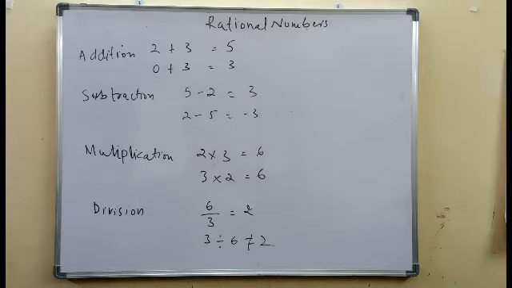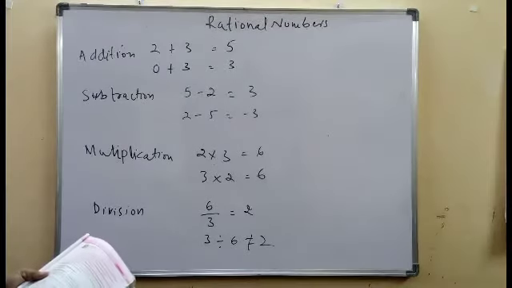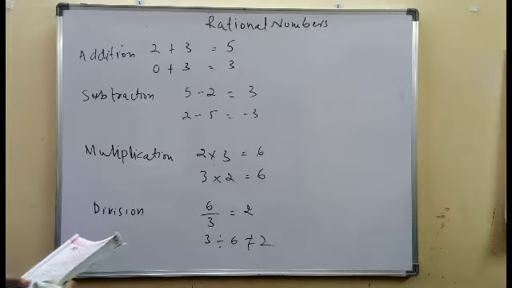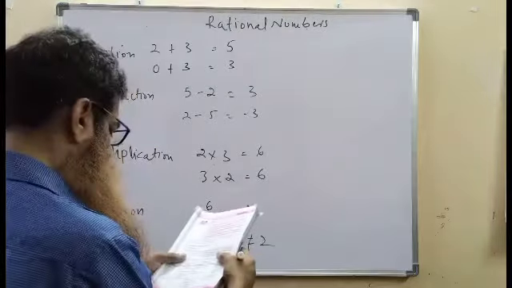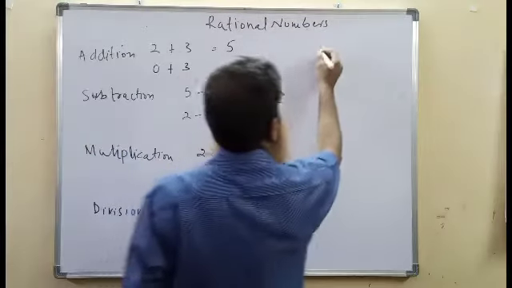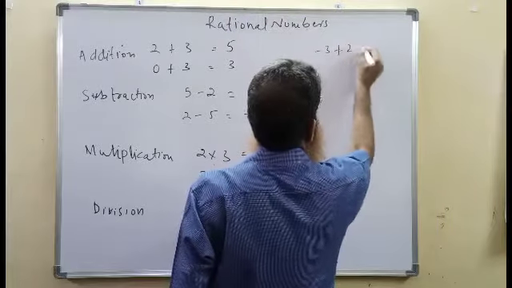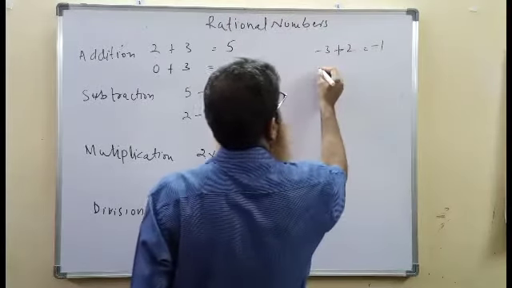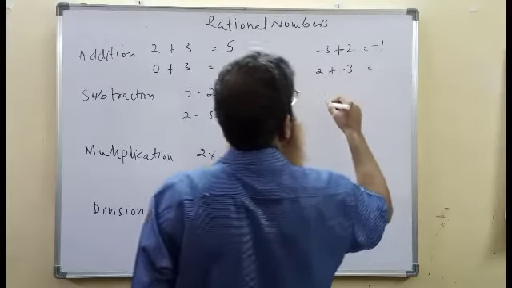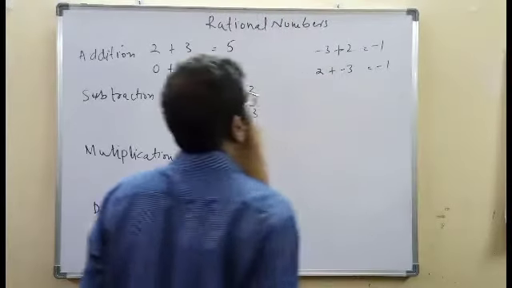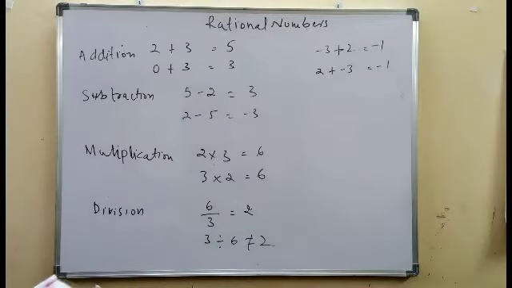Now let's check for integers. Integers are closed under addition. Minus 3 plus 2 is equal to minus 1, and 2 plus minus 3 is also equal to minus 1.